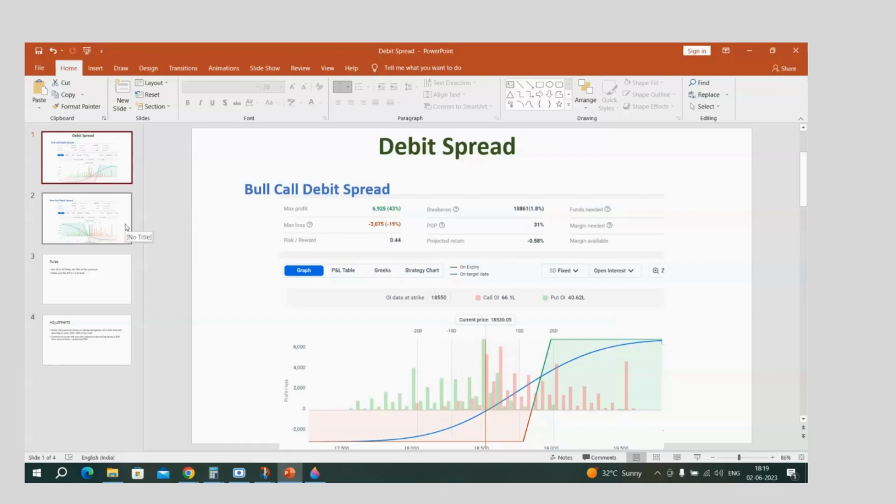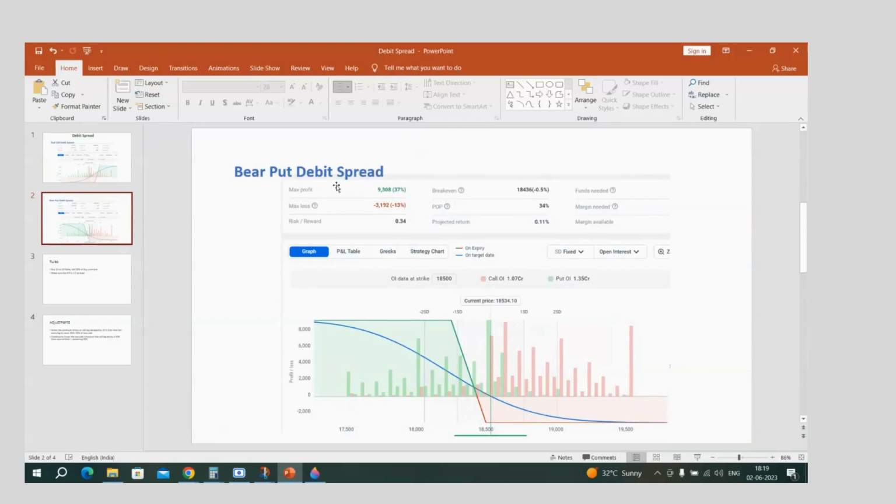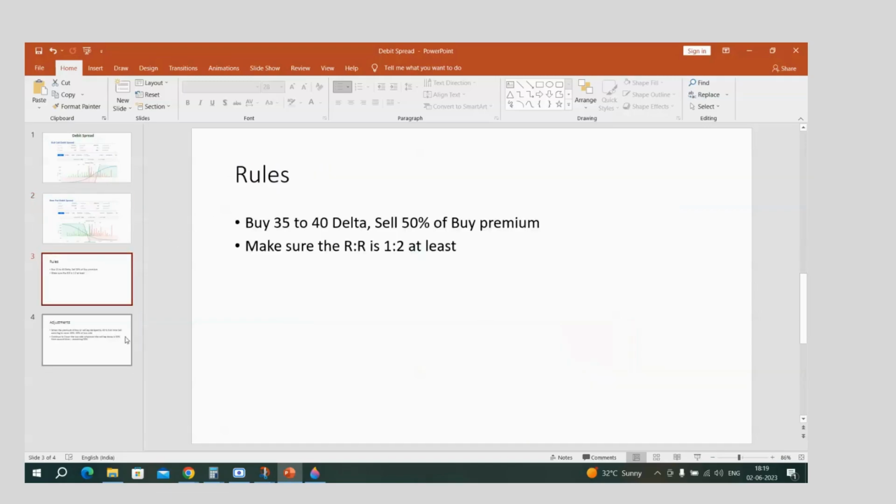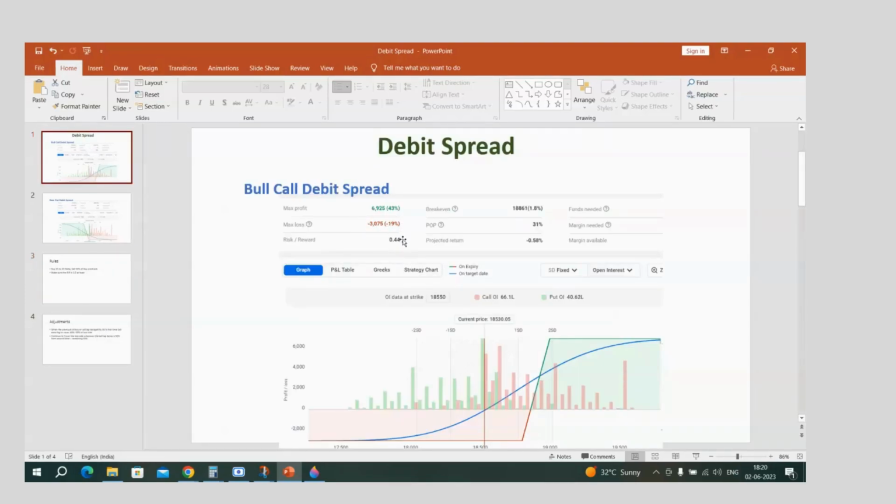In the next video, we are going to see the bear put debit spread, where I'll create the strategy, and when the view goes wrong, we will see the different adjustment types to make the spread profitable even if our view goes wrong. We'll also see the rules to create the debit spread strategy. Here, risk reward is always more than 1 to 2, so we have to make sure the risk reward is good. That's what I'm going to explain, how to do that. Maybe you will understand more when I do the back testing.